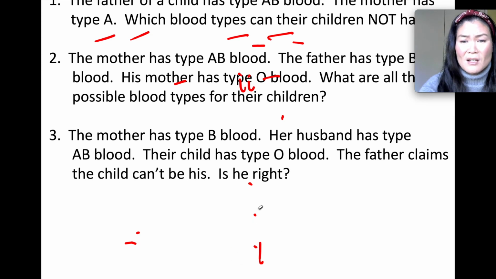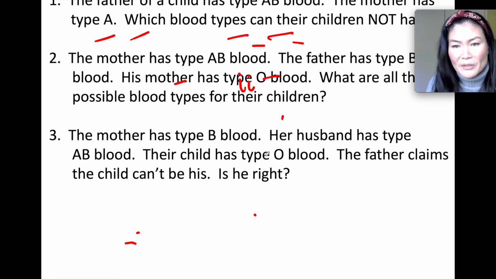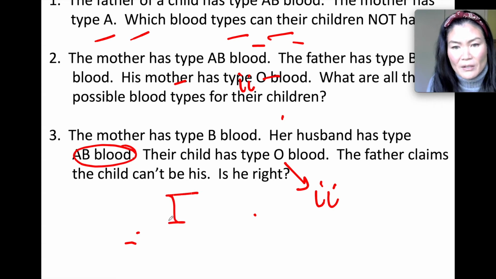He's got O type blood. So what's his genotype? It's little i, right? If he's little i, oh, sorry. The kid is little i, sorry. The child is little i, right? The dad is AB blood.